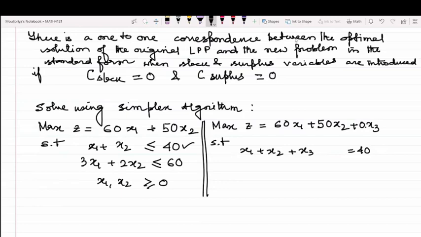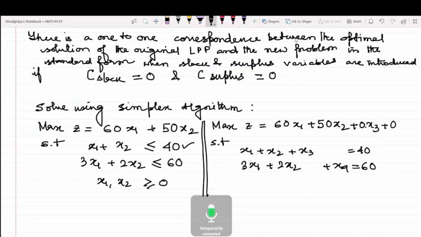And the second constraint would be? x2 plus x4 equal to 60. And this would correspond to x4. Correct. So you have x1, x2, x3 and x4 all greater than or equal to 0. Okay, I hope I am correct till this.